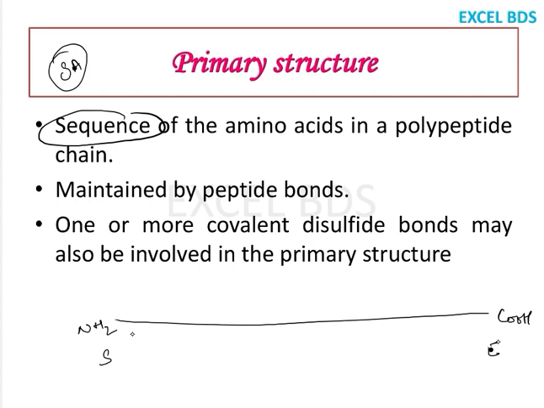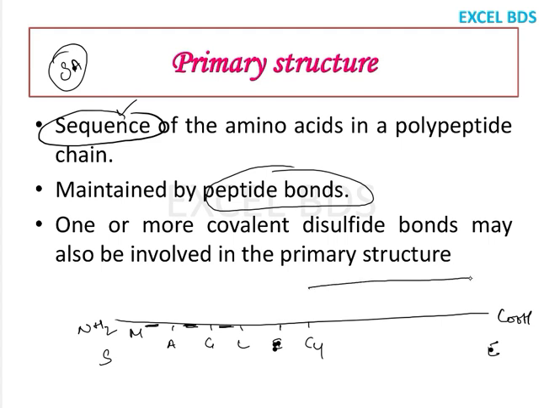So this primary structure will tell us the sequence. For example, the first amino acid is methionine, next is alanine, next is glycine, next is leucine, isoleucine, cysteine. But how are they bound? What is the bond which is binding them? That is majorly the peptide bond. The primary structure of a protein is maintained by a peptide bond. But if sulfur-containing amino acids like cysteine or methionine are present, they might form a sulfur-sulfur bond, so a disulfide bond also can be present in the primary structure of a protein.